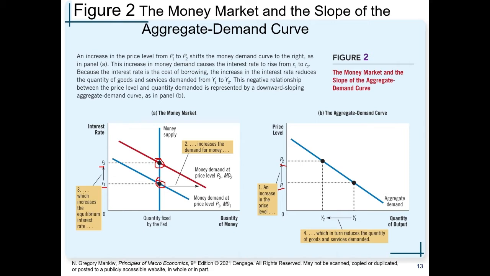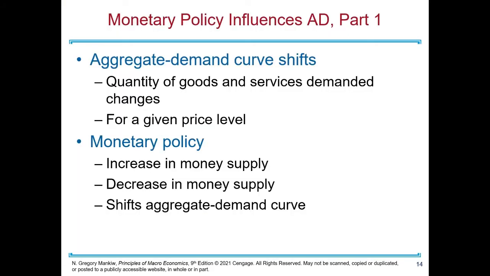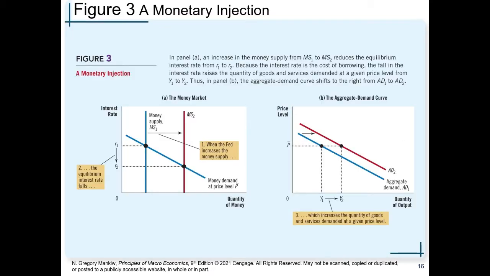Well, let's talk about the changes in the money supply. We already discussed in part why the Fed might change the money supply. Their goal is to change the AD or shift the curve. In figure 3, which we'll look at right here, we can see that when the Fed increases the money supply, the interest rate falls.